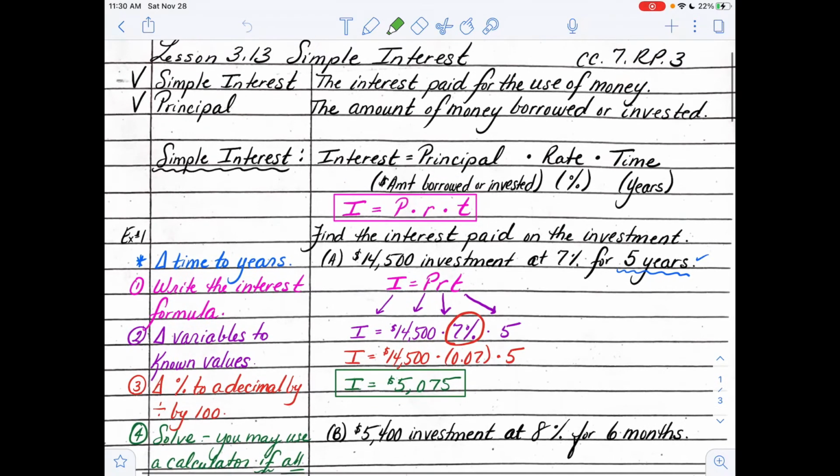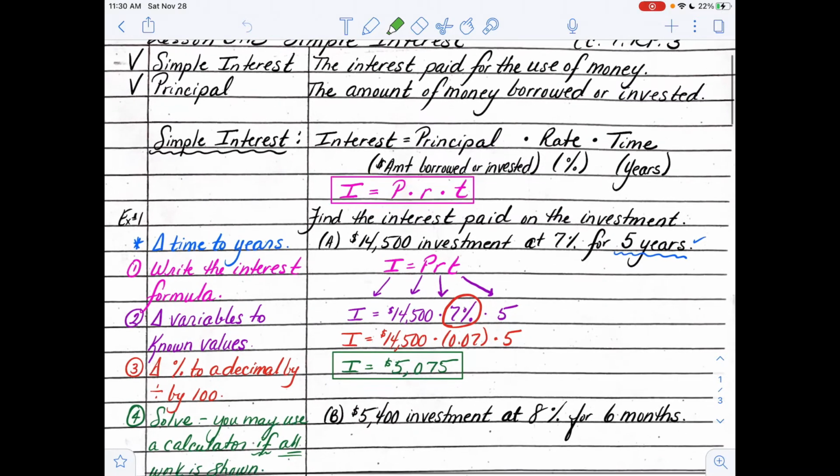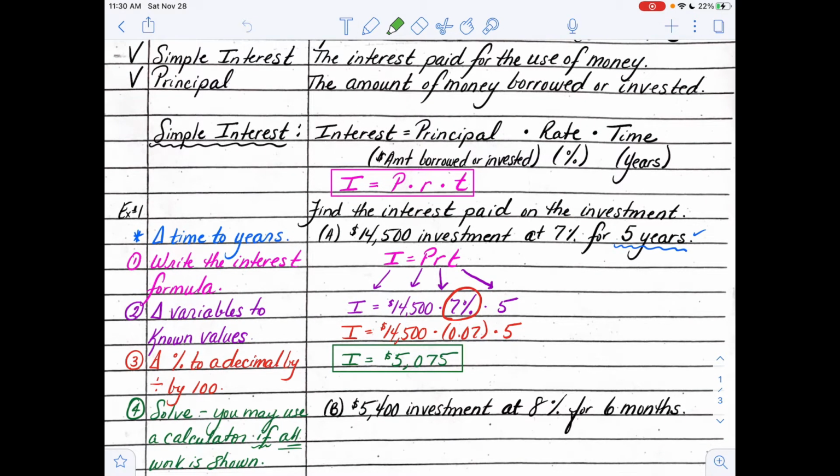Okay, welcome back. Today we are looking at 3.13, simple interest, our last lesson of our unit. We've got two vocabulary words that we're going to look at before we get started. The first one, of course, being simple interest, because we are going to just be dealing with simple interest this year.